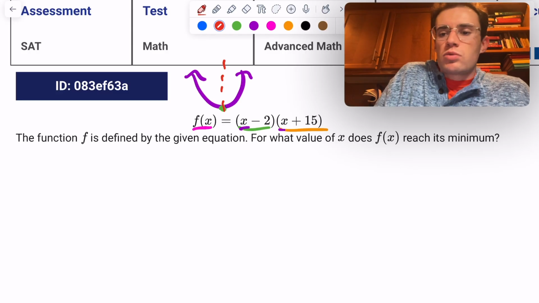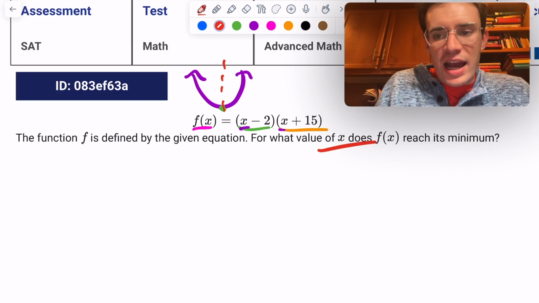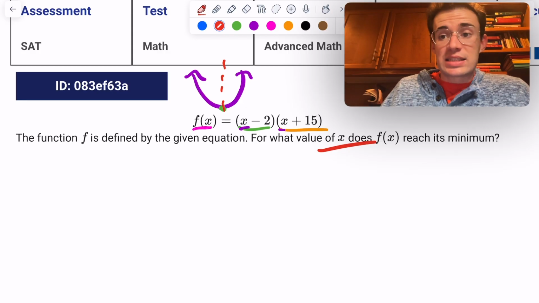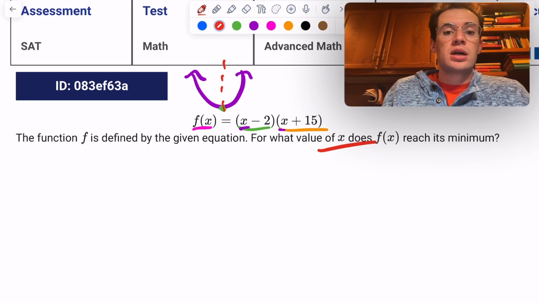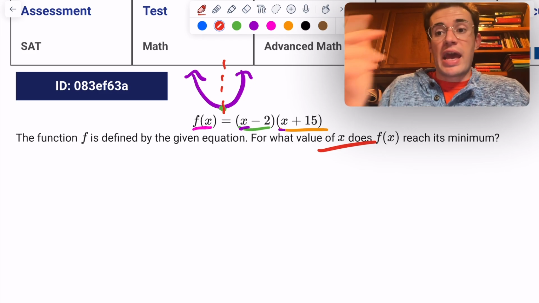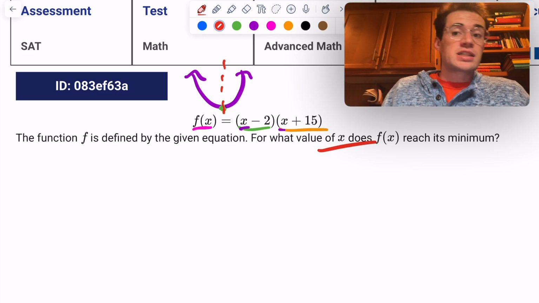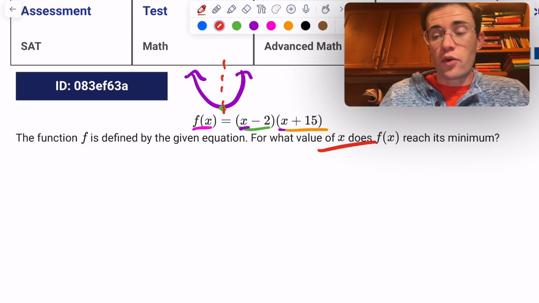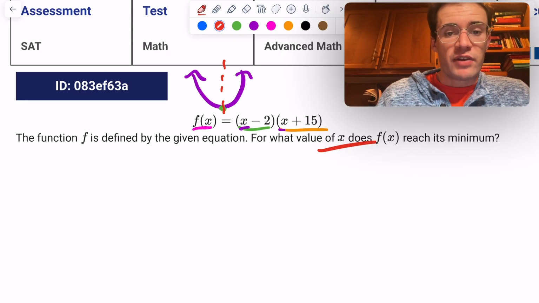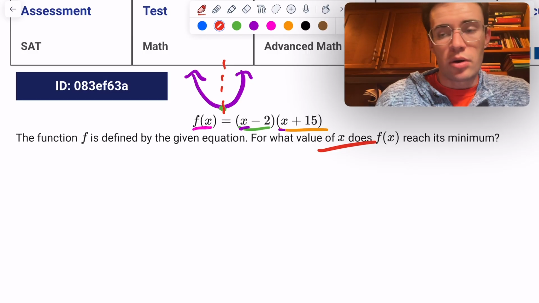But essentially, because it said, what value of x does it reach its minimum? We're just trying to find the axis of symmetry, because the axis of symmetry will pass through the vertex, and it's just going to be x equals something. So we want to figure out what x equals at the vertex. Now, the fact that they put this in factored form makes it really easy, because factored form gives us the two zeros, or we could easily find the two zeros.